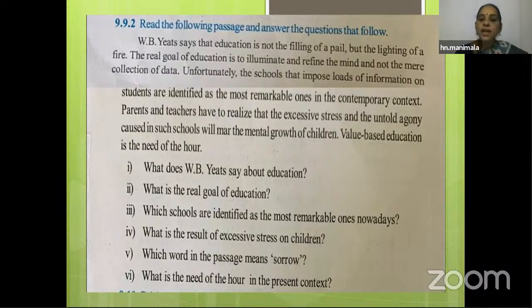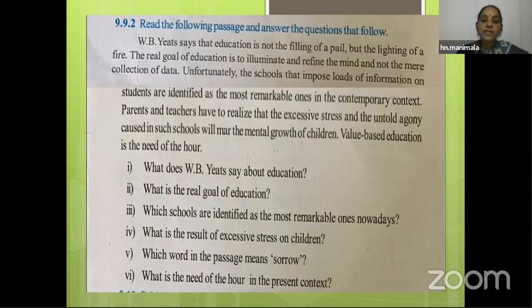Which schools are identified as the most remarkable ones nowadays? The schools which impose loads of information on students. What is the result of excessive stress on children? What is happening? So they are mental growth. So they will mar the mental growth of the children. This is the very important. The untold agony caused in such schools will mar, what will be the result? They will mar. Mar means damage, spoil. You should know the meaning there. Mental growth of the children.